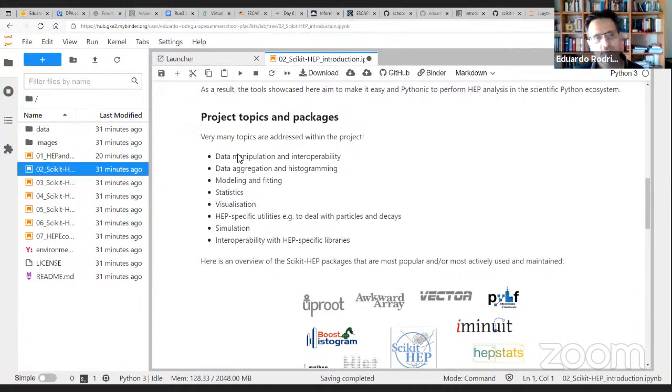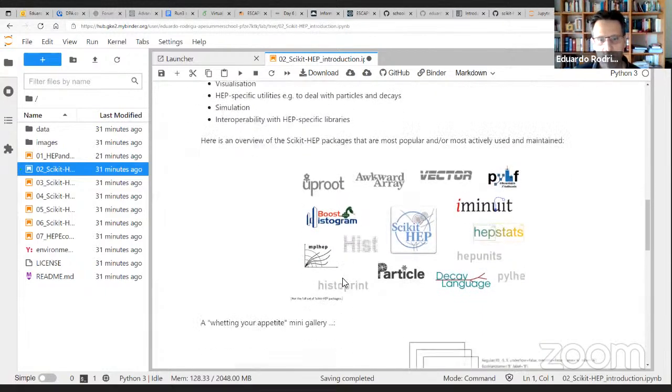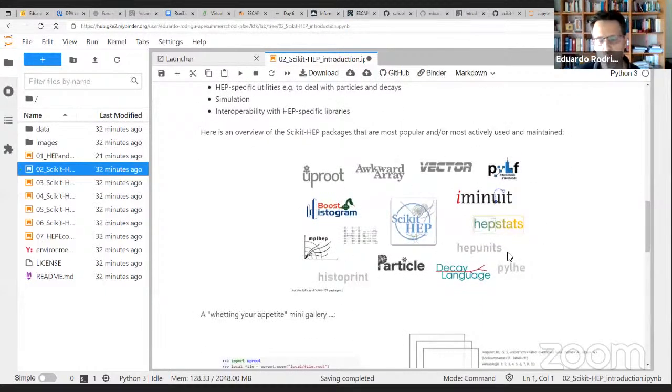So the main topics are, first of all, data manipulation, interoperability, which I already mentioned, data aggregation and histogramming, modeling and fitting, statistics, and visualization, and here we profit from what is already available. Actually, in many places you will see it, and then also some HEP-specific things to do, for example, with particles and decays, and some other even more HEP-specific libraries. In terms of logos, this gives you a reasonable overview of what we are providing.